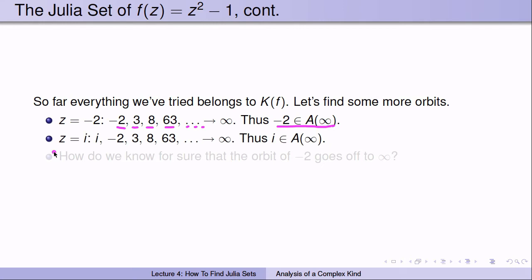How about z equals i? i squared is -1, minus 1 is -2. -2 squared is 4, minus 1 is 3. And we notice, wow, we are in the same picture as before. We started with i instead of starting with -2, but after that, we ran into the same orbit that we were in before. So if -2 belongs to A of infinity, so does i. But how do we know for sure that the orbit of -2 goes off to infinity? It seems pretty clear, but it would be nice to know for sure.